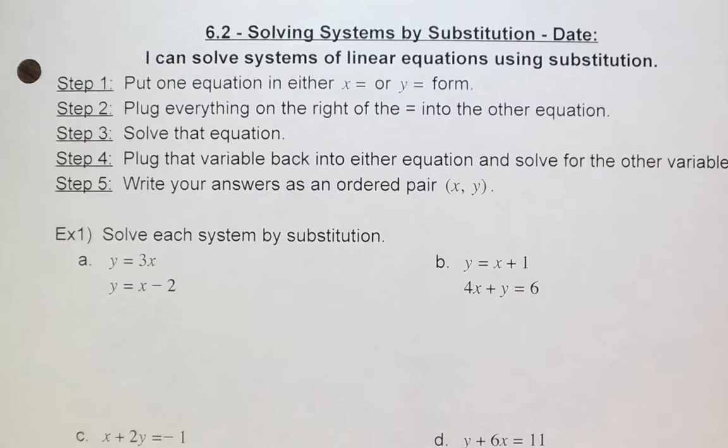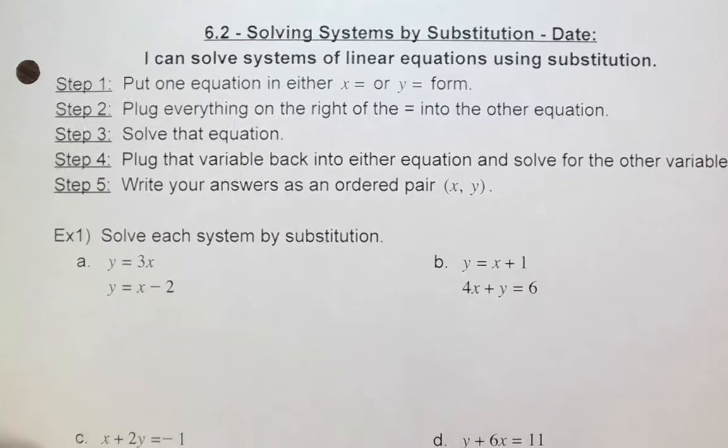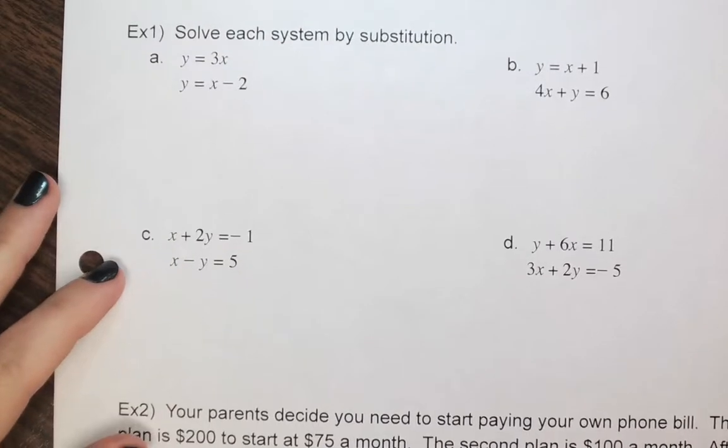We're going to then plug everything into the other equation, solve the resulting equation that you get, and then plug that answer back in so that you get an ordered pair. Because remember, the answer to a system is where the two lines intersect each other. Okay, so solve by substitution.